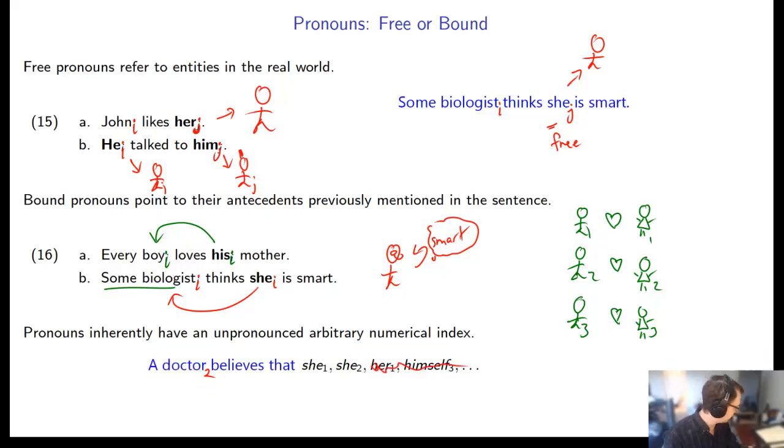Sorry, I deleted that whole thing there, but I just want to get rid of that. Okay, any questions about free and bound pronouns?